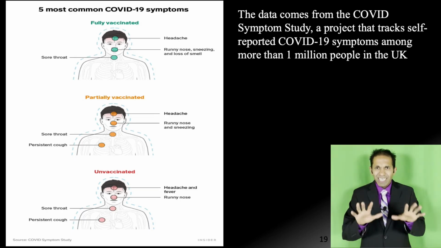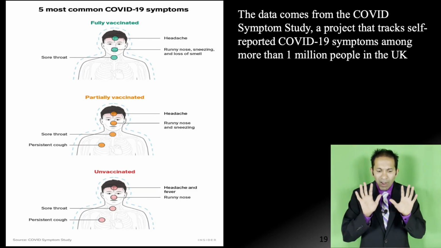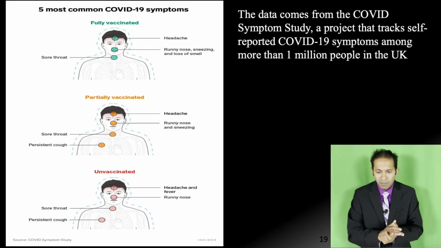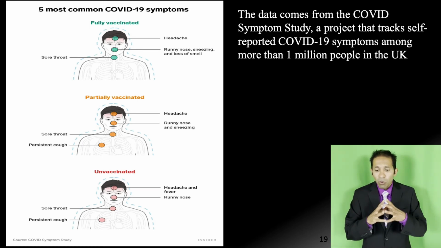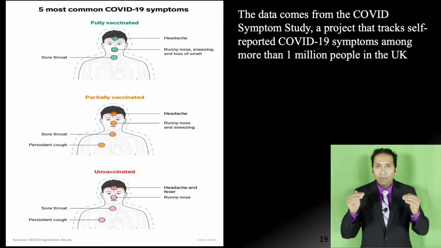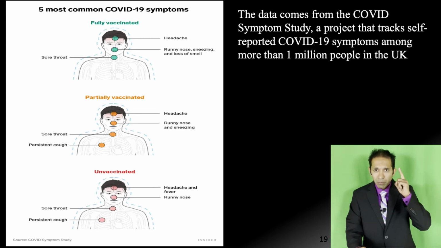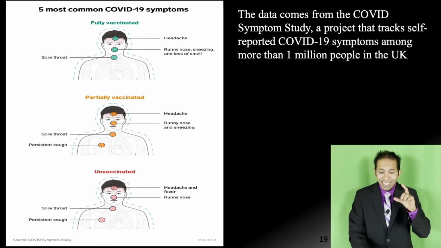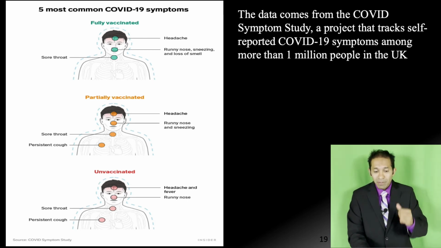So let's go to next slide and talk about the 5 most common COVID-19 symptoms. This data came from the COVID-19 symptom study, a project that tracked self-reported COVID-19 symptoms among more than 1 million people in UK. If you see patients who are fully vaccinated, their most common symptoms are headache, runny nose, sneezing, loss of smell, and sore throat.